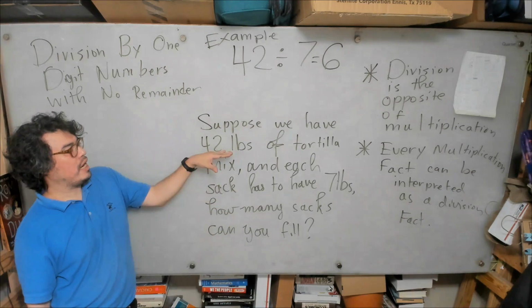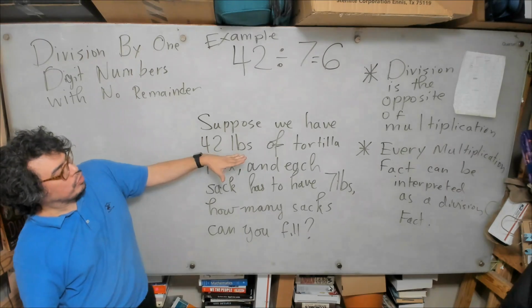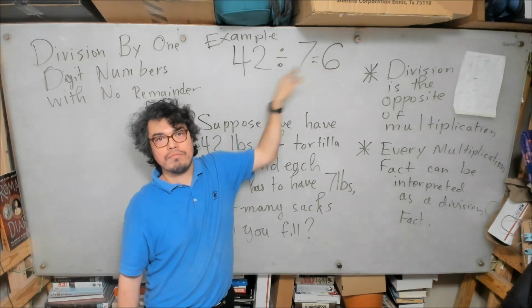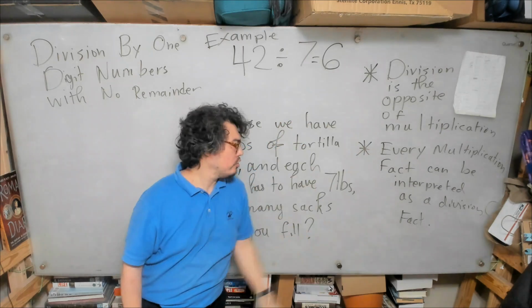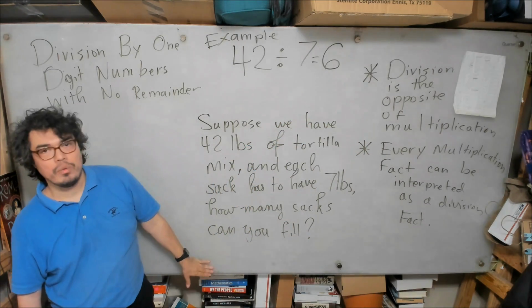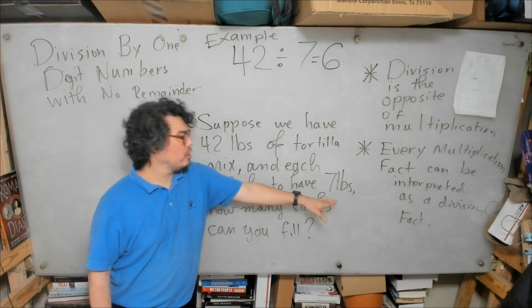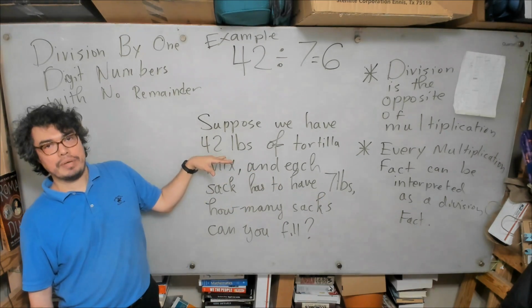Well, we would ask, what is 42 divided by 7? And as we saw earlier, 6. 42 divided by 7 is 6. So that means in this particular case, we could fill 6 sacks of 7 pounds each out of this 42 pounds of mix.